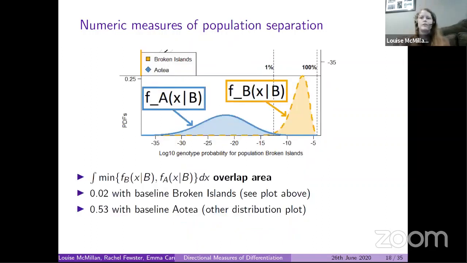We've actually got 3 of these measures. So the first of these measures is simply the area of overlap between the curves in the side plots. We've got an area of 0.02 overlap in the bottom plot, very little overlap with baseline Broken Islands, and much more overlap with baseline Artia. The Broken Islands rats would still fit pretty well into Artia. This is reasonably intuitive to explain visually. It makes sense to biologists to show it visually, but it's hard to explain what it means.